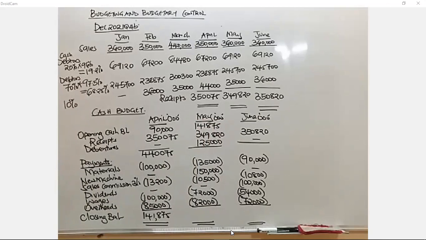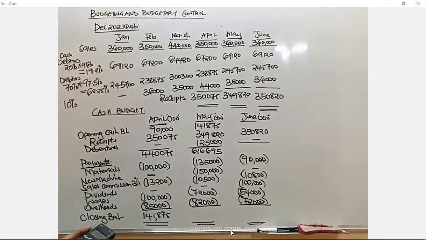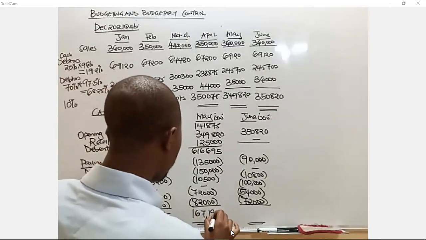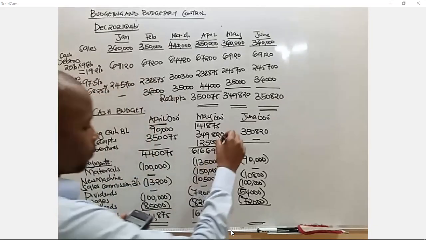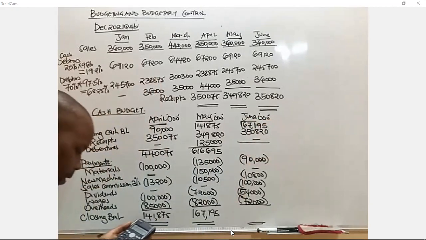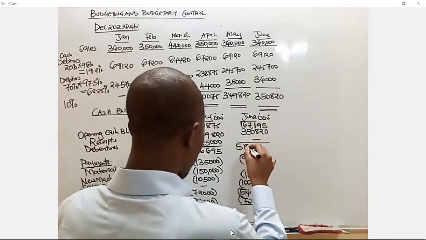So I just add the other revenues, 349,820 plus 125,000, getting 616,695. Then we subtract 135,000, minus 150,000, minus 10,500, minus 72,000, minus 82,000. Here I'm getting 167,195. Then we bring it here, 167,195 plus 350,820. Here we are getting 518,015.